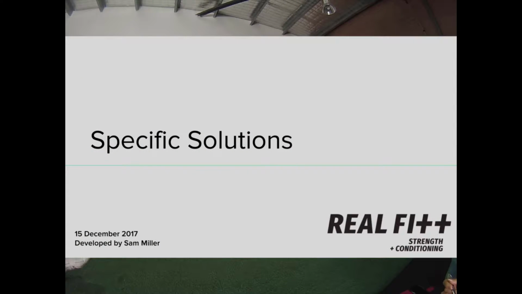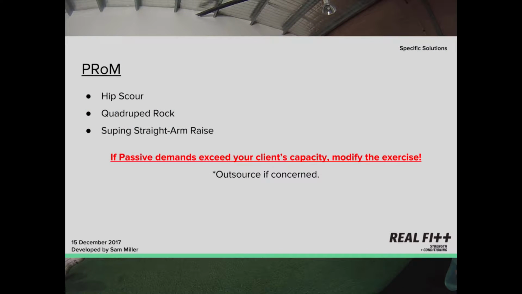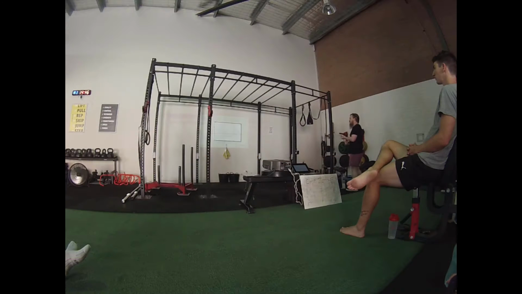Right, specific solutions. This is going to be the easy one. Solutions to the problems you find during the first three tests, which are all passive: hip scale, quadruped rock, the supine straight arm raise. There is no solution. Don't try and fix them. You can't. That's the whole point of understanding the passive stress. If a passive demand exceeds your client's capacity, modify the exercise. Non-negotiable.